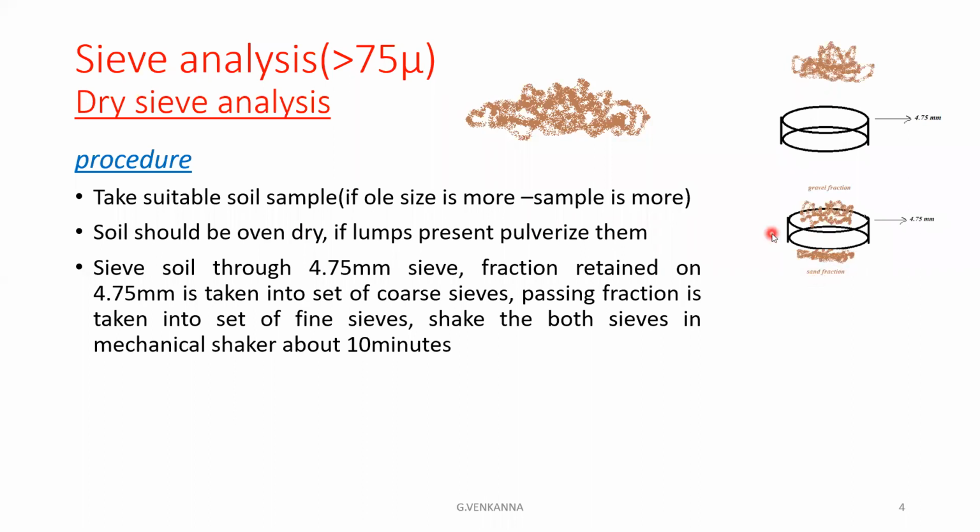Already, I will discuss this in the last slide. So the gravel fraction, 80 mm to 4.75 mm, is known as gravel fraction, and 4.75 mm to 75 micron is known as sand fraction.